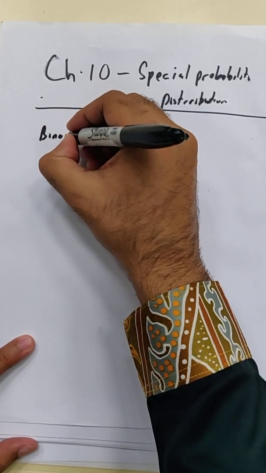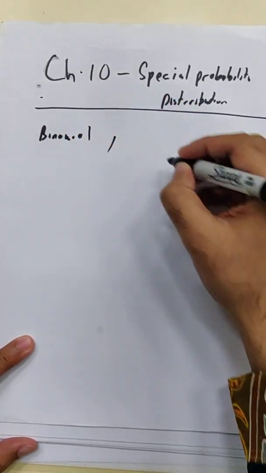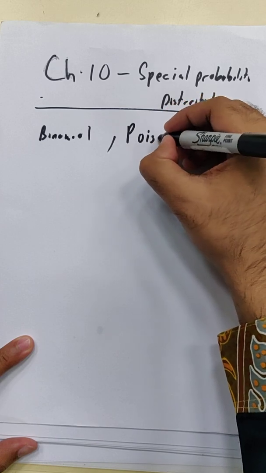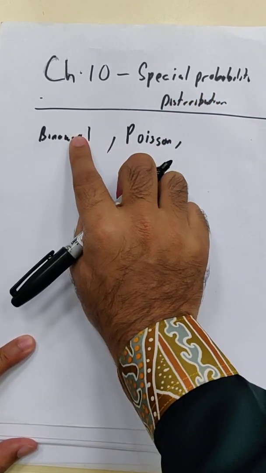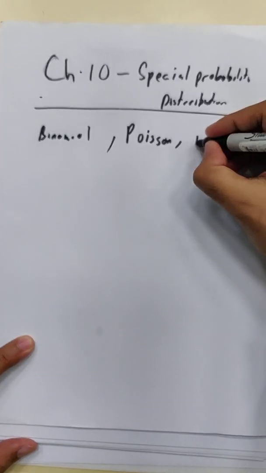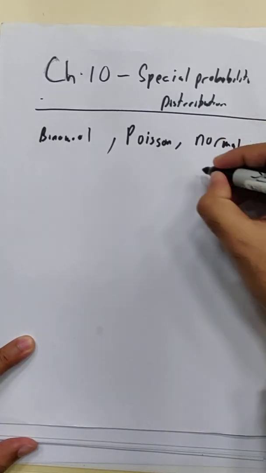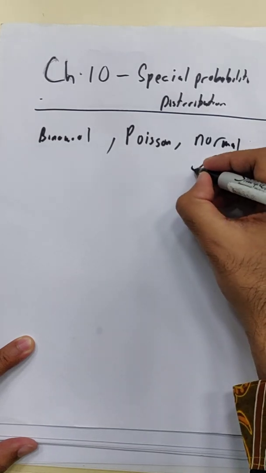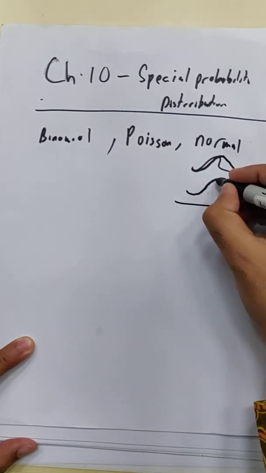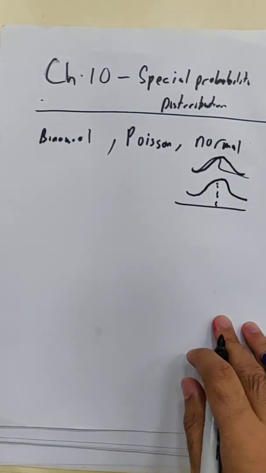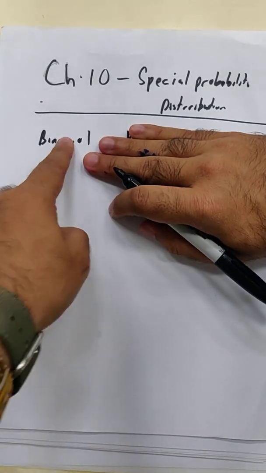Alright, so there are three main parts which we will cover. One is the binomial. A new one will be Poisson. This is something new that you haven't learned in school days. Binomial you have learned. And of course the final one is the normal, which is the infamous bell curve. Alright, so for now we study binomial first. So let's begin.